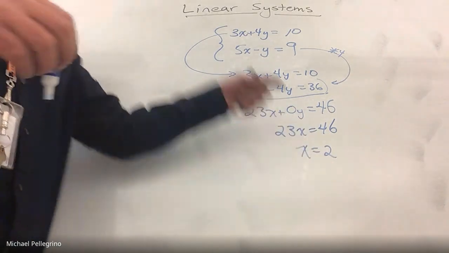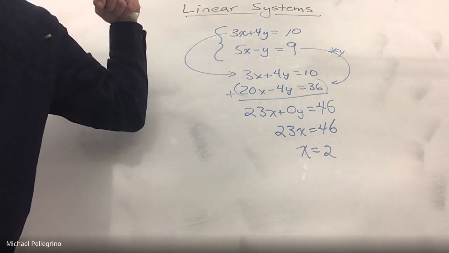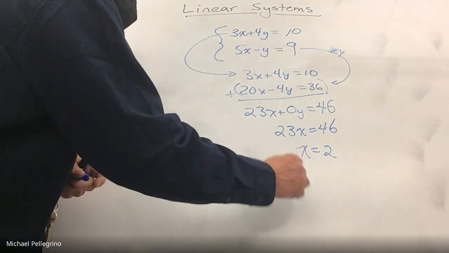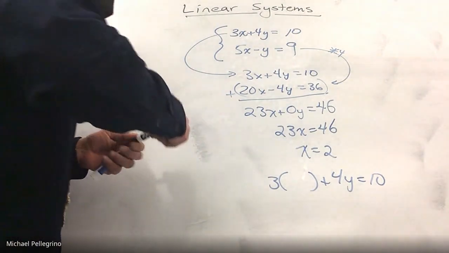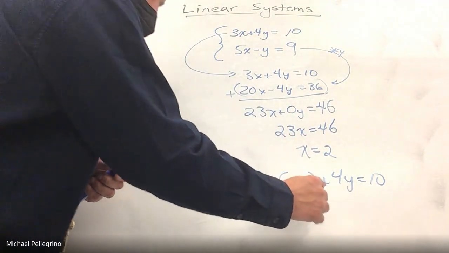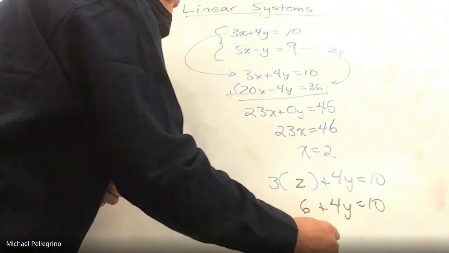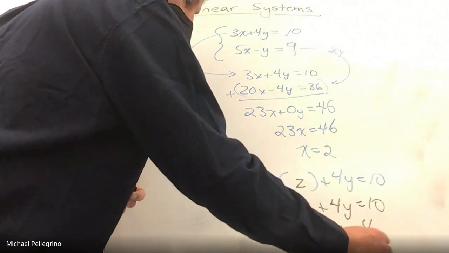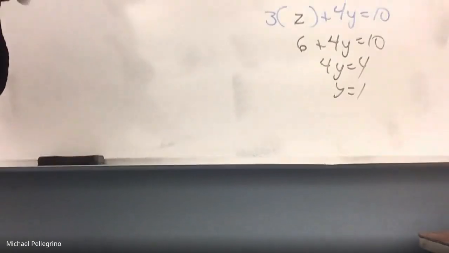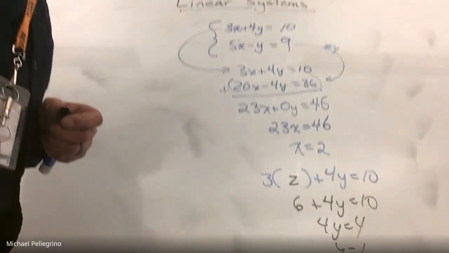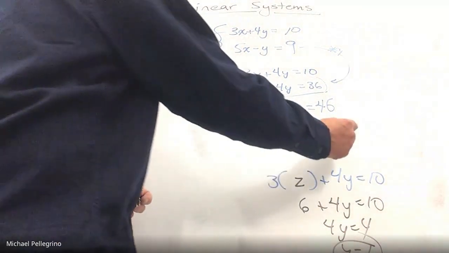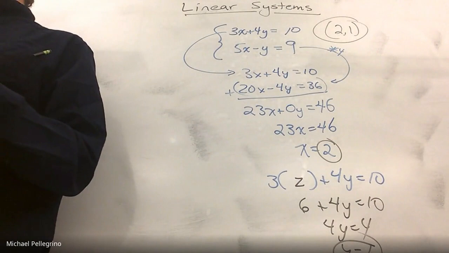So she's saying take this x and put it back into one of these equations to find y. It doesn't matter which equation. So I'm going to plug that 2 into the x to get 3 times 2, which gives me 6 plus 4y equals 10. 4y equals 4, y equals 1. So that's one way to do it. So now I know my solution is (2, 1). That's the solution to this system. That's where those two lines intersect.